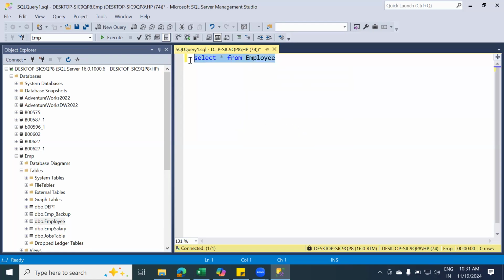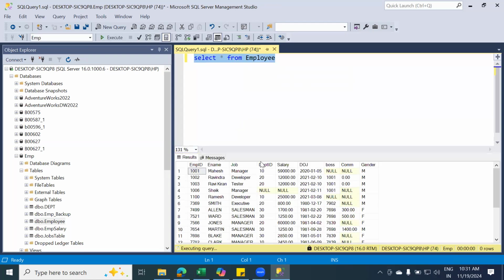Now, if I execute this query, this will show me what is the data stored in this. Can you see this? How many rows we have in this table? Can you see the number here? 19 rows. So we stored 19 employees data in this table.